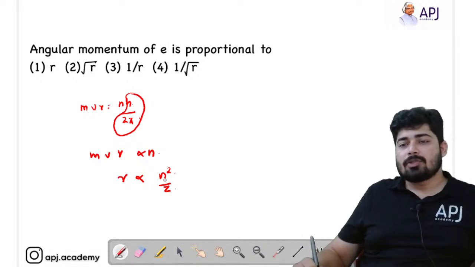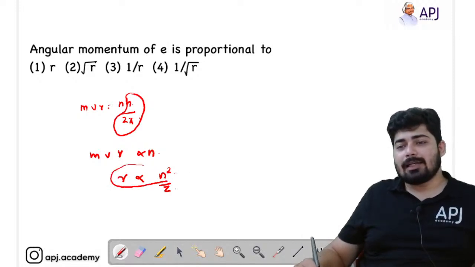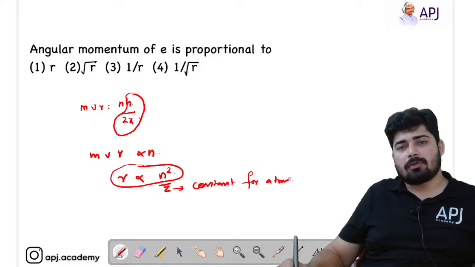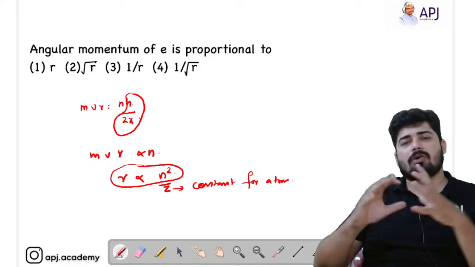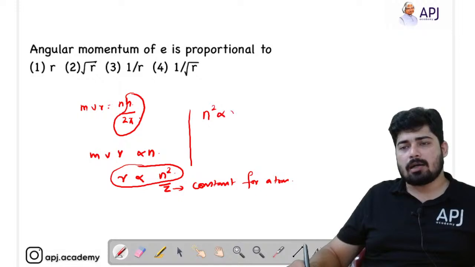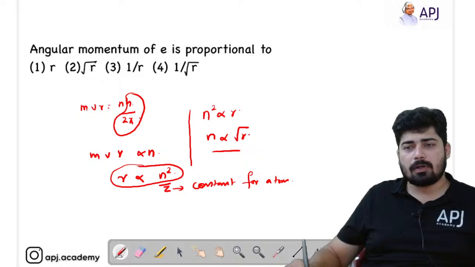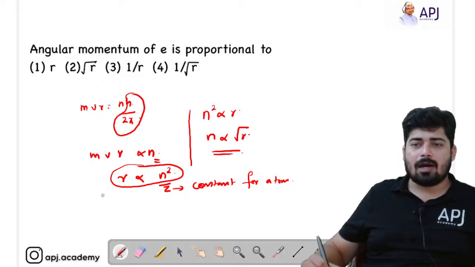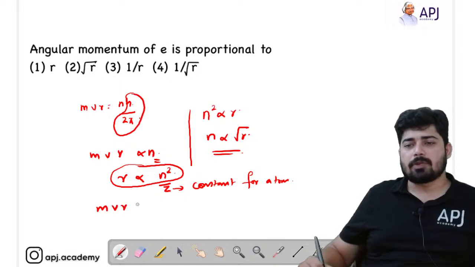Okay. So from here we can consider the relation because z is constant for an atom. For hydrogen atom z equal to 1. For helium it is z equal to 2. So it is constant for every atom. So n square is directly proportional to R, which means n is directly proportional to root R. From here you can write the relation. So mvr will be directly proportional to root R.